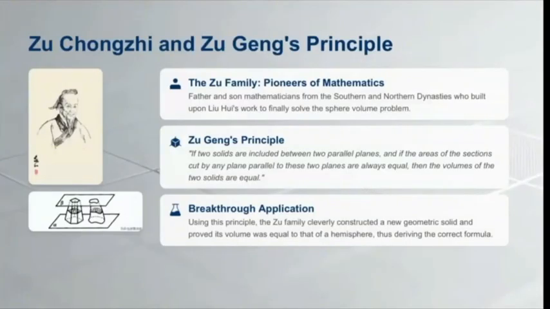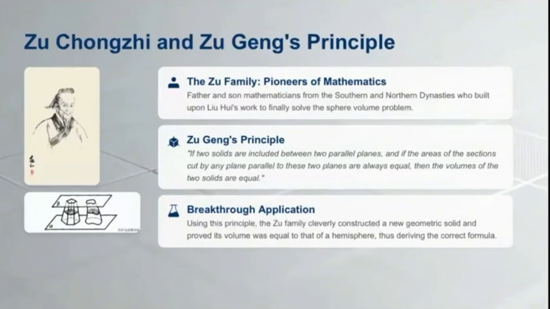Building on Liu Hui's work, Zu Chongzhi and his son Zu Geng completed the solution with Zu Geng's principle. If 2 solids lie between parallel planes and their cross-sectional areas are equal for any parallel plane, their volumes are equal. Using this principle, they derived the precise sphere volume formula. This shows the continuous wisdom of ancient Chinese mathematicians. Now, let's hand over to the next speaker.